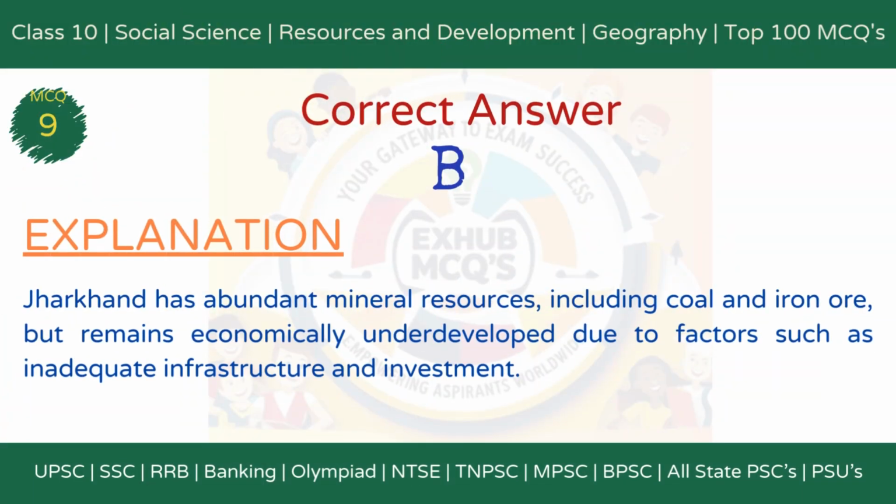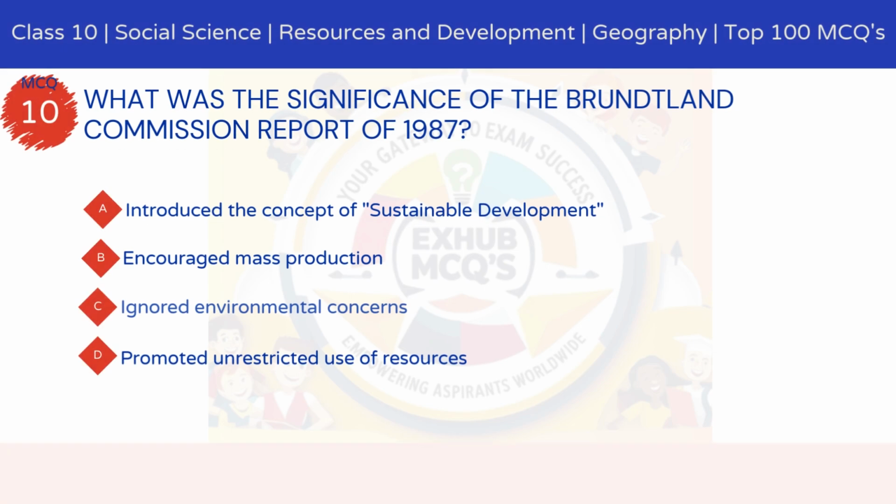Explanation. Jharkhand has abundant mineral resources, including coal and iron ore, but remains economically underdeveloped due to factors such as inadequate infrastructure and investment.